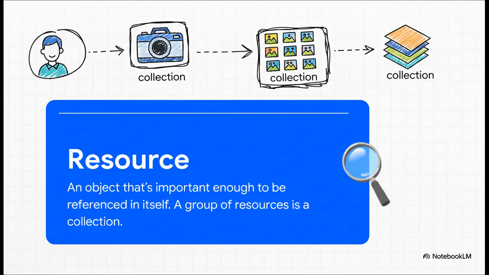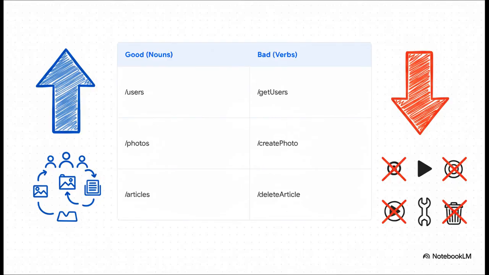Okay, let's start with the nouns. In the API world, we call these resources. A resource is just the thing we're talking about. It could be a user, a photo, an article, you name it. It's the object at the heart of our conversation. And when you have a bunch of them, like all of your users, we just call that a collection. Simple. And this is a really big deal.